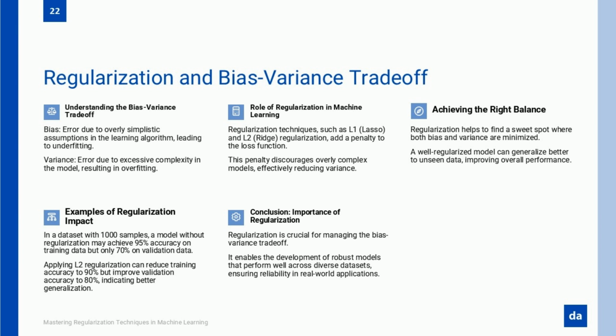And now that we've seen how regularization balances bias and variance, the next big question is, what are the common pitfalls to avoid when using regularization? Because while regularization is a powerful tool, it's not foolproof, and making the wrong choices can hurt your model more than help it. That's exactly what we'll explore next.